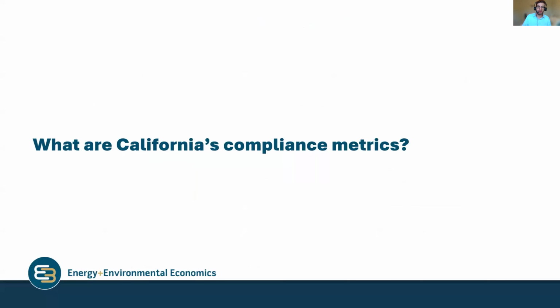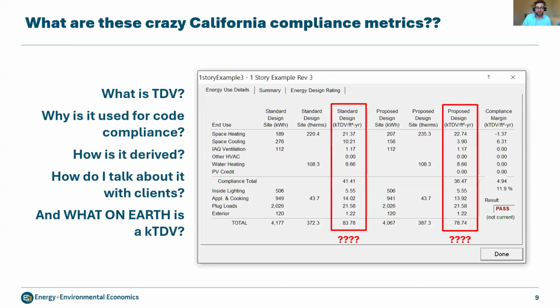And I think this sort of tees up this question of what are California's compliance metrics and what do they actually represent? So as I mentioned, for those who have done any modeling in CBEC, there are a lot of questions. What on earth do these metrics mean? What do they represent? What is a TDV? Where does it come from? And what on earth is a KTDV? This is sort of a big mystery to most of us.